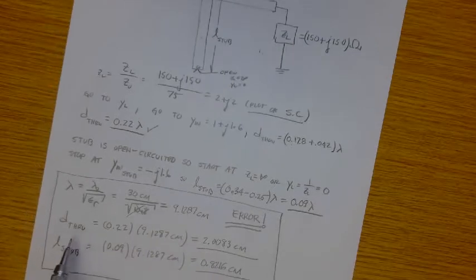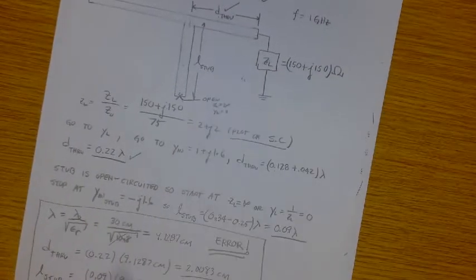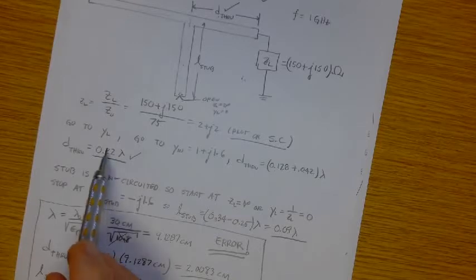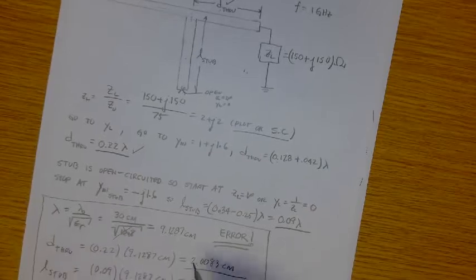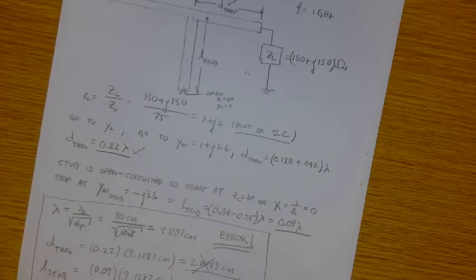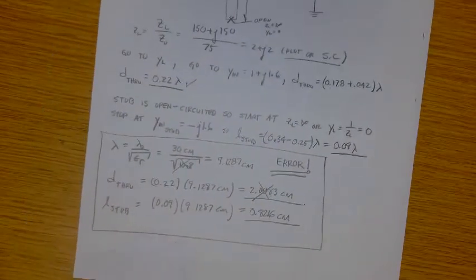And then when I computed, so this is wrong. Why? Not because this is wrong, but because I got the wrong wavelength, right? So this is an error. So the professor screwed up.